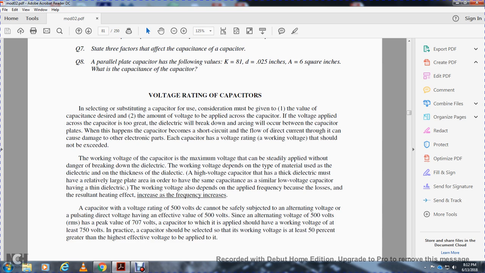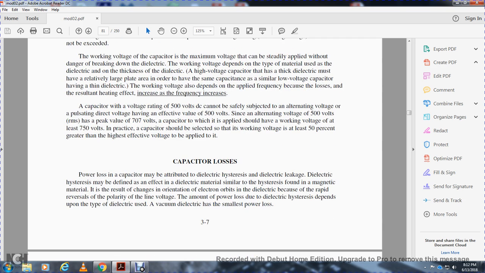The working voltage depends on the applied frequency because the losses and resulting heating effect increase as the frequency increases. All right, a capacitor with a voltage rating of 500 volts DC can be safely subjected to an alternating voltage of 500 volts, the effective value of pulsing direct voltage. Since an alternating voltage of 500 volts RMS has a peak value of 707 volts, the capacitor must have a working voltage of at least 750 volts. In practice, the capacitor should be selected for a working voltage at least 50% greater than the highest effective voltage to be applied to it. So there you go, you got your 707 again.